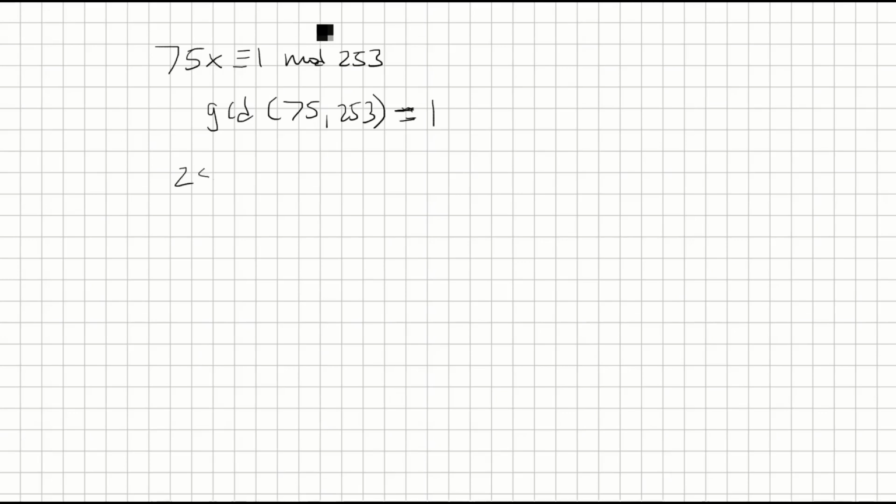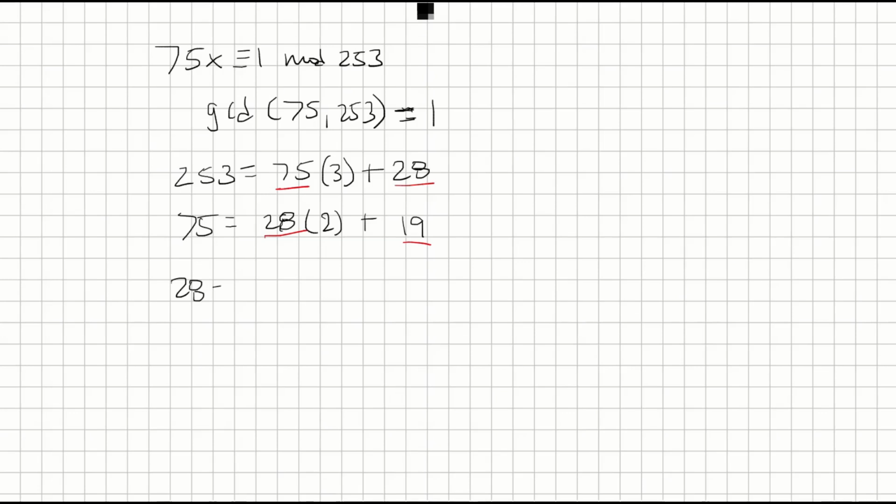So we have 253 equals 75, and then we want to see how many times 75 goes into 253. That's going to be 3 plus a remainder of 28. And then now we're going to slide the 75 and the 28 over. So we have 75 equals 28, and then how many times does 28 go into 75? That's going to be twice, remainder 19. We're going to slide the 28 and 19 over.